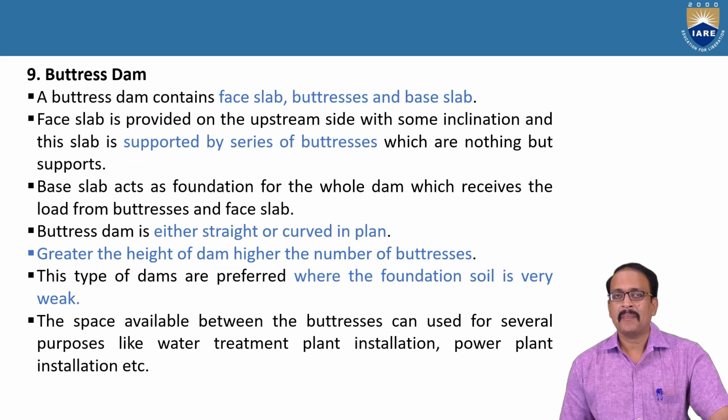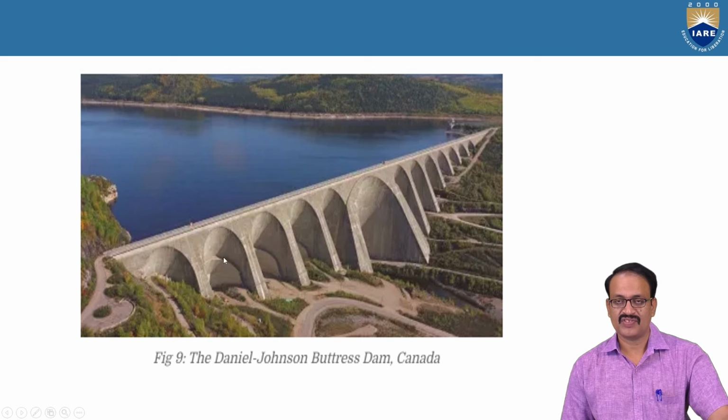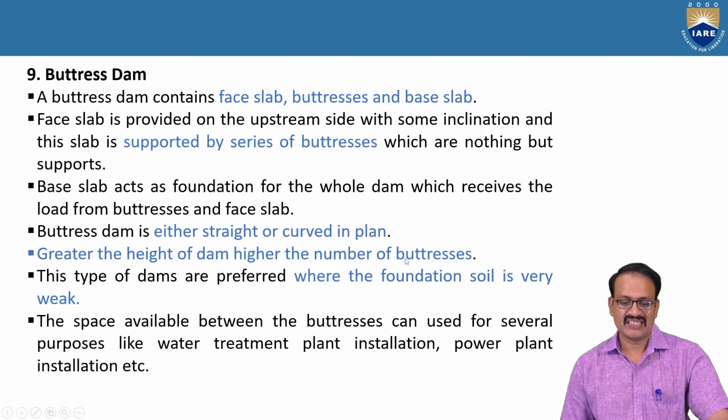Next is the buttress dam. You can observe here, these are the buttress supports. They have constructed it straight here also, but on this side they have given the buttress support. The more width there is, the more buttresses. So a buttress dam consists of a face slab, buttresses and a base slab.